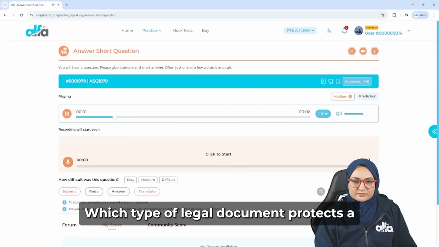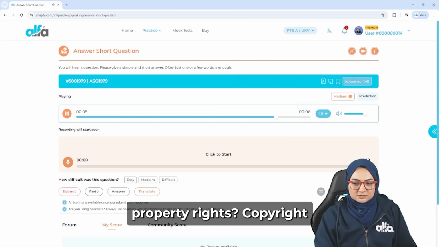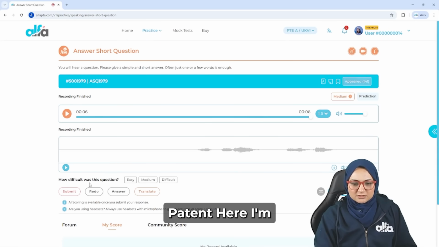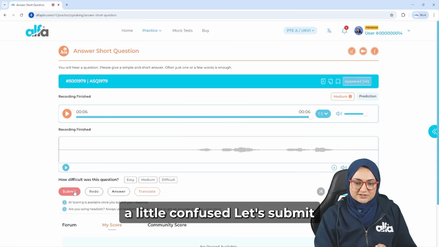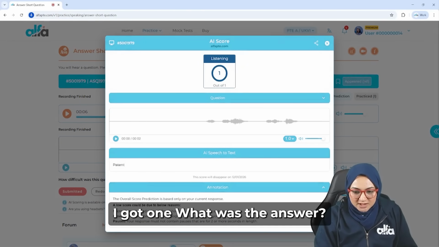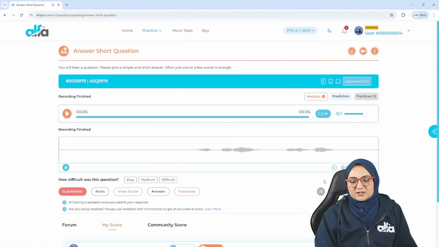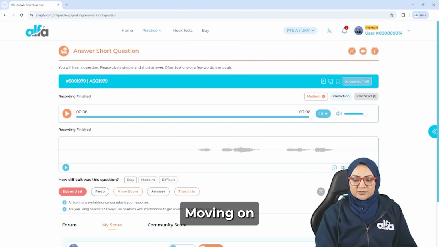Which type of legal document protects a person's invention or intellectual property rights? Copyright, patent. Here I'm a little confused. Let's submit. I got one. What was the answer? The answer was patent. Okay, perfect. Moving on.